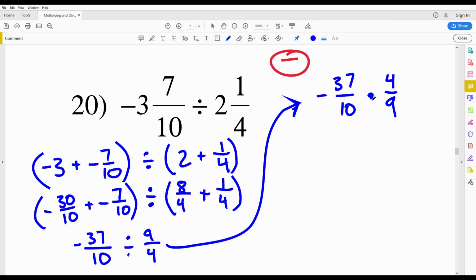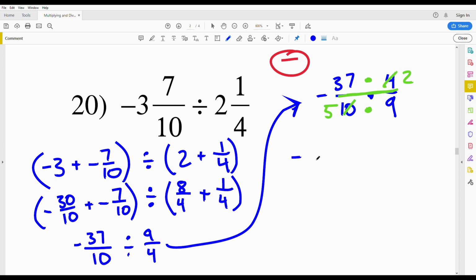Now before I continue on, I can do a little bit of simplification here, because both 4 and 10 are divisible by 2. So I'll do 4 divided by 2, which gives me 2. So dividing my numerator by 2, and I'll divide my denominator by 2. 10 divided by 2 is 5. And again, that was because 37 times 4 is divisible by 2, because 4 is divisible by 2. And 10 times 9 is divisible by 2, because 10 is divisible by 2, to give us 5. So we have 37 times 2, which is a little bit easier to do than 37 times 4, and then we have 5 times 9.